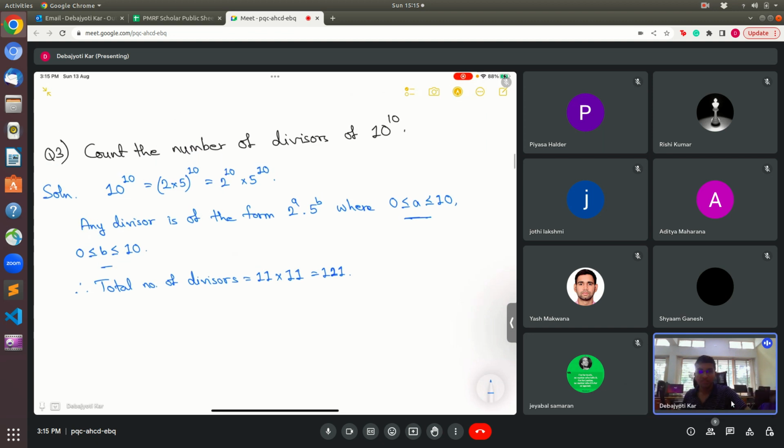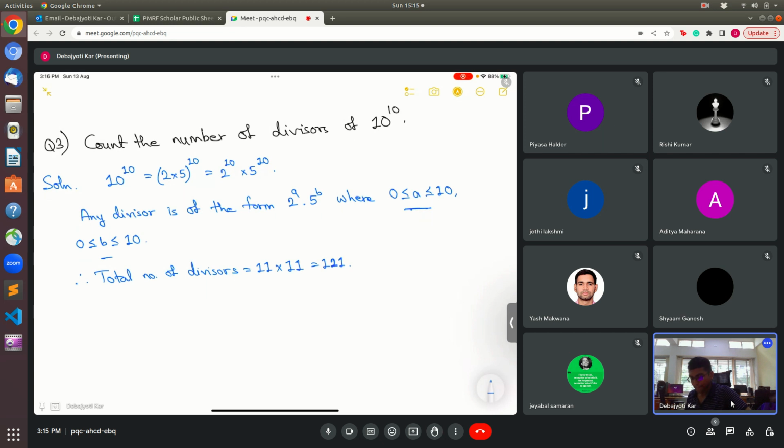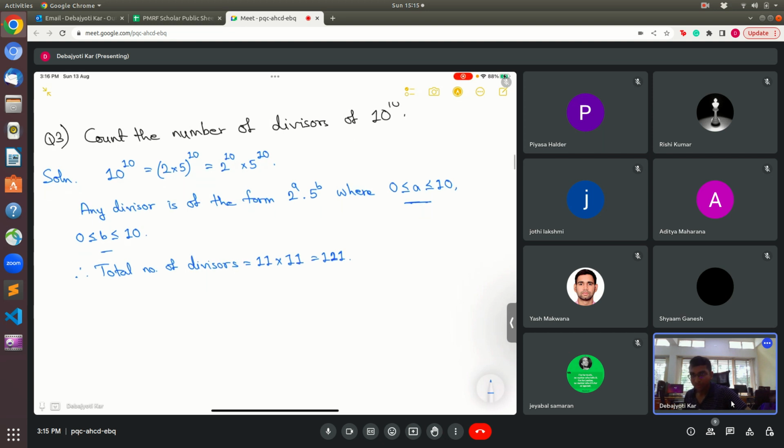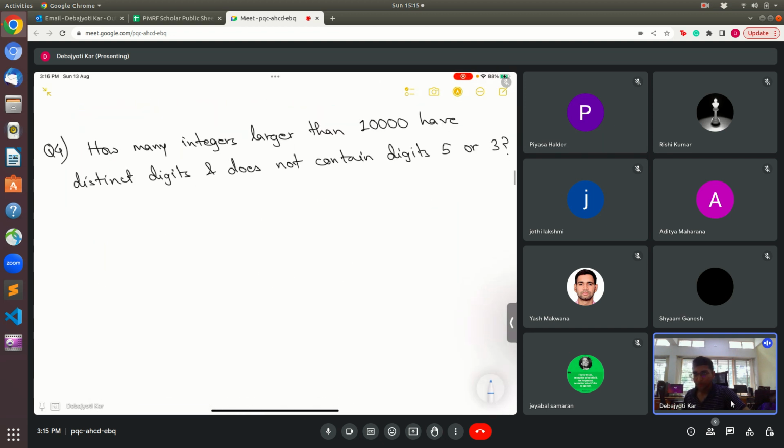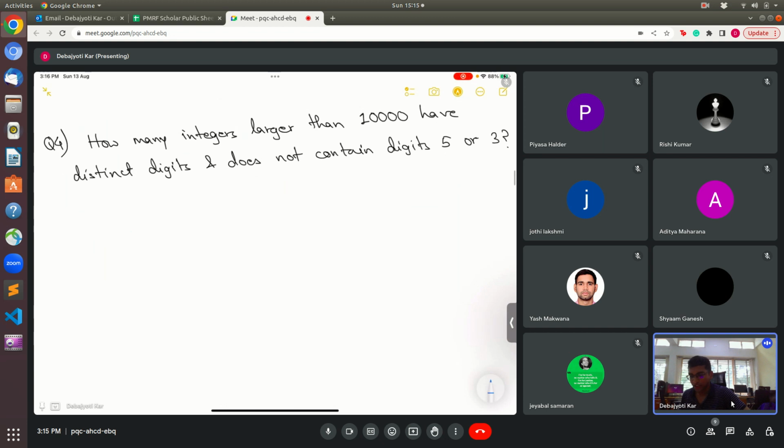In general, whenever you want to count the number of divisors of some number, you first do the prime factorization of that number, then you write any divisor as a product of the prime divisors of that number, and then check how many such exponents are possible and multiply them. Okay, I hope it's clear. If there are no questions, we can go to the next one.